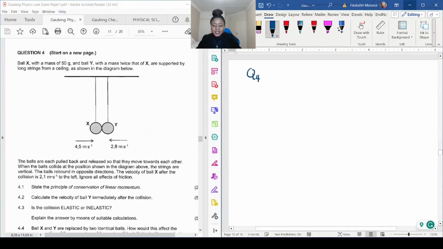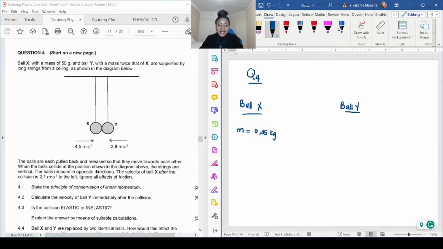All right, so we're going to do question 4. Ball X with a mass of 50 gram and ball Y with a mass twice that of X are supported by long strings from a ceiling as shown in the diagram below. So what I'm going to do, I'm just going to say we have ball X and we have ball Y. So what do we know about the mass of ball X? The mass is 50 grams. Remember that the SI unit for mass is actually kilograms. So we're going to say 50 divided by 1,000 and we get 0.05 kilograms.